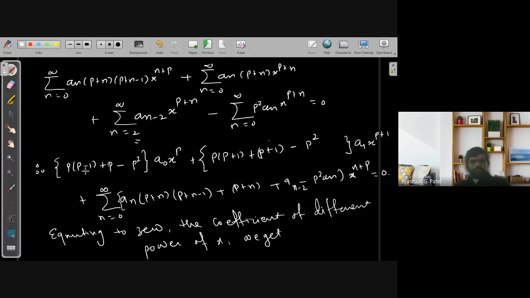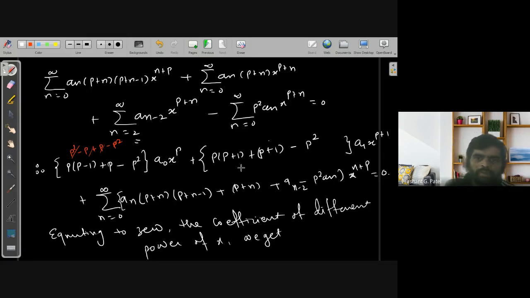So when you substitute this first one, let us see what this quantity is. If I simplify, this is p square minus p plus p minus p square. So everything will cancel out, and this quantity will become 0.